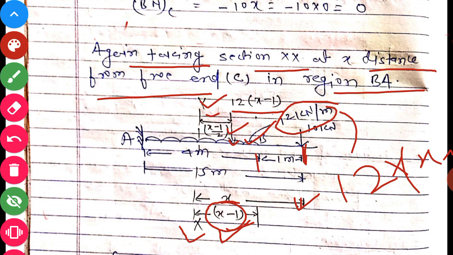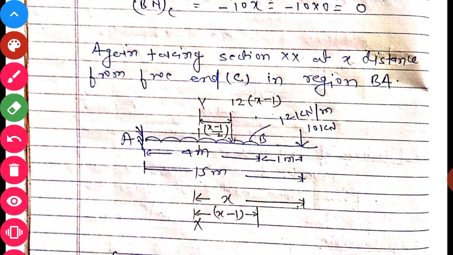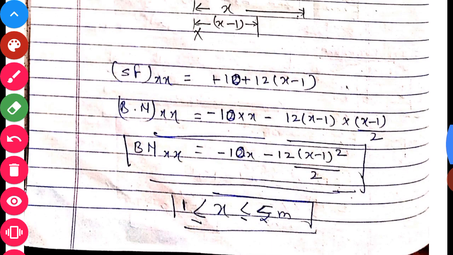So this is the criterion to convert the intensity of load into point load, and the distance where it acts. It acts at the CG of the distance, that is x minus 1 distance. Where does the CG lie? It lies at half, x minus 1 by 2. After that we can calculate the shear force and bending moment at section XX in region BA. It is very easy, it's not very tough work.